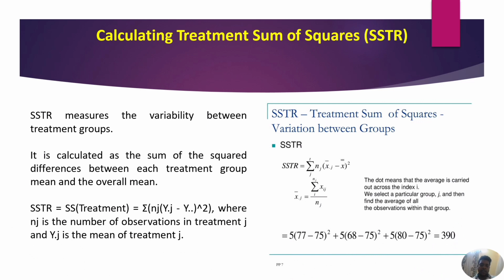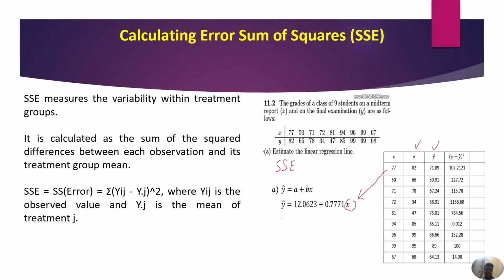Let's see calculating the treatment sum of squares, also known as SSTR. SSTR measures the variability between treatment groups. It is calculated as the sum of squared differences between each treatment group mean and the overall mean. Calculating the error sum of squares: SSE measures the variability within the treatment groups. It is calculated as the sum of the squared differences between each observation and its treatment group mean.